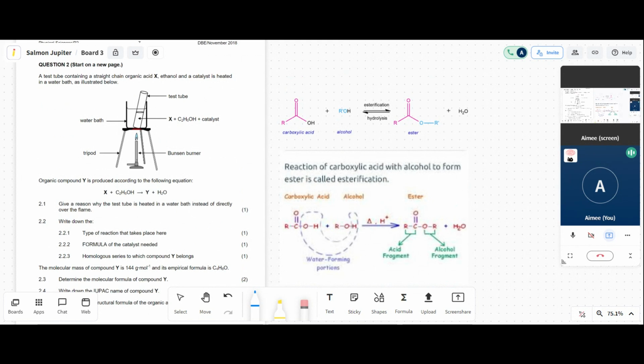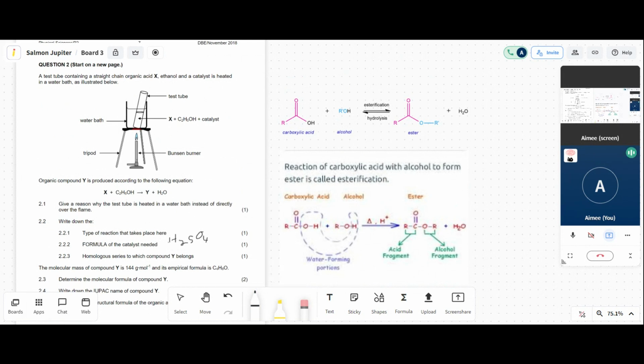Okay, 2.2.2, name the formula of the catalyst needed. Once again, if you've studied your reactions from your notes and your books, you'll know that one of the reaction conditions for esterification is a catalyst, and the formula of that catalyst is H2SO4. Again, this is not logical stuff. This is stuff you have to study.